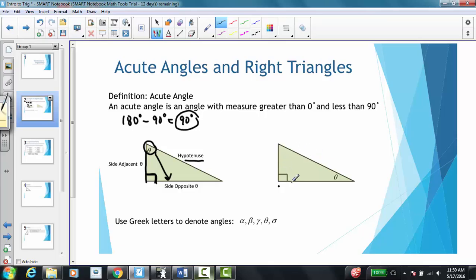So if I look at my blank triangle over here, this time my angle is located in this bottom corner. So the side opposite of that angle is going to be over here. This is going to be my side opposite. My side adjacent is the one touching this angle, so this is my adjacent side. And then across from my 90-degree angle is always going to be my hypotenuse. Keep in mind that we use Greek letters to denote our angles: alpha, beta, gamma, theta, and sigma.